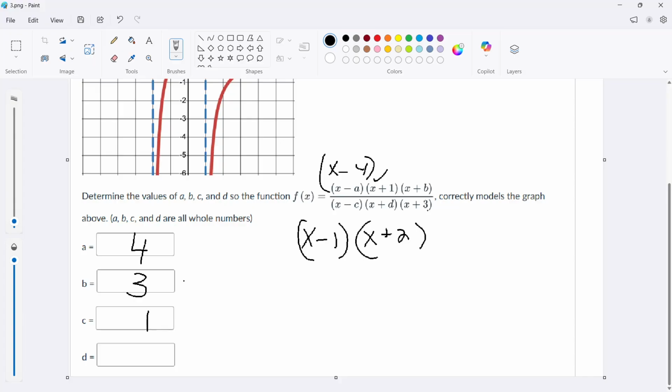x minus c, x minus 1. And d is 2, x plus 2. And is that it? That's it.